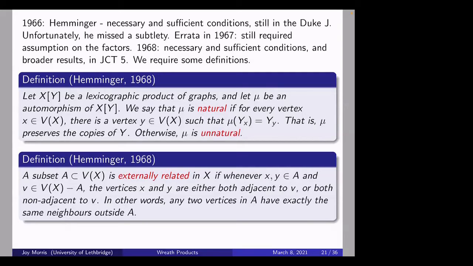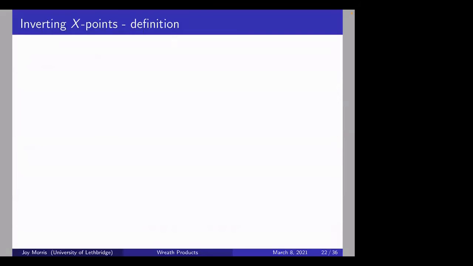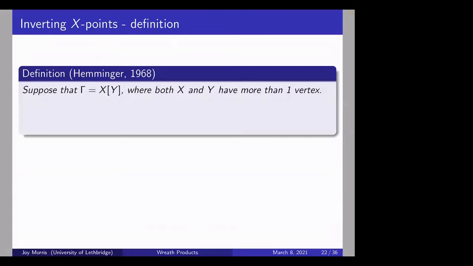So in order to eliminate all of those preconditions on X and Y that were in Sabidussi's work, we need to introduce and understand two other kinds of obstructions that can arise in these infinite graphs, that can mean that they have unnatural automorphisms. The first obstruction is something that Hemminger calls inverting X-points.